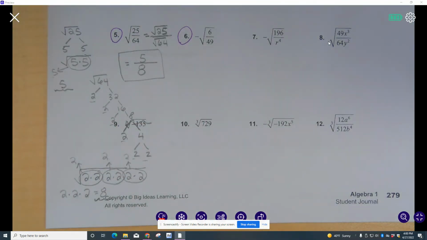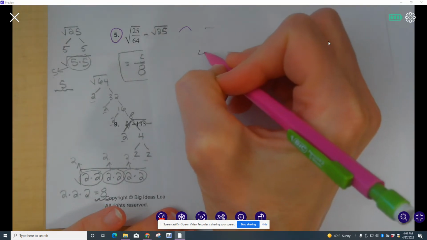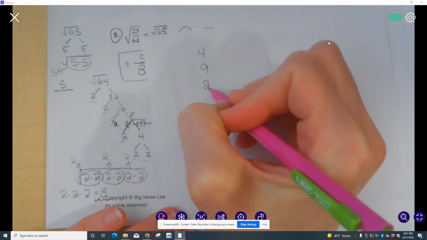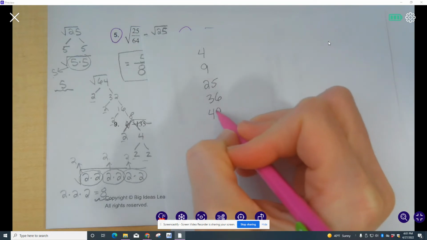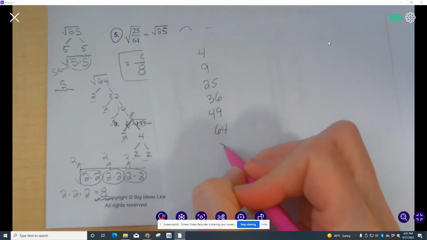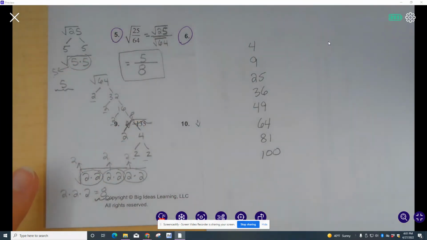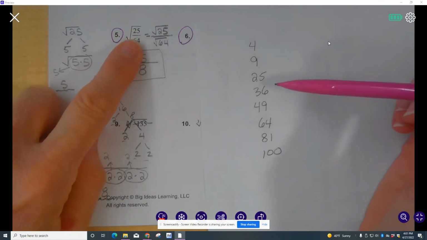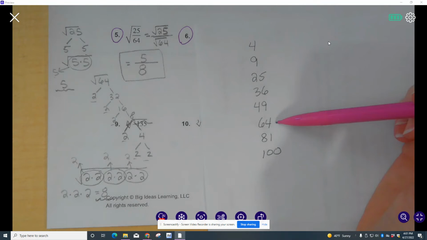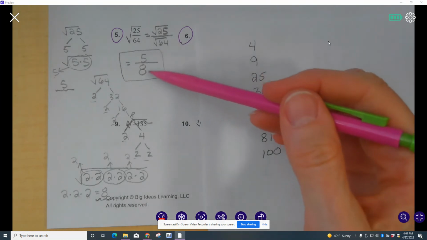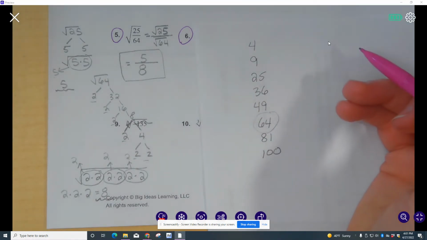Now, if you have those perfect squares memorized, we talked about this yesterday. So 4, 9, 25, 36, 49, 64, 81, 100. You can see where this would be a lot easier because you would recognize, oh, 25, that's the same as 5 times 5. 64, that's the same as 8 times 8. So then I could skip this big long tree if I had that memorized.